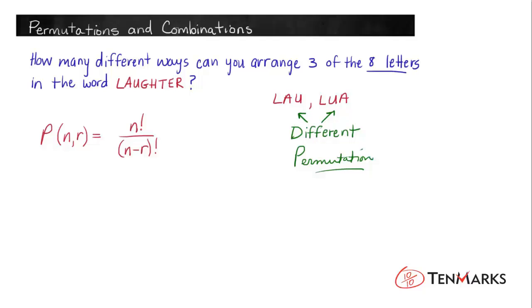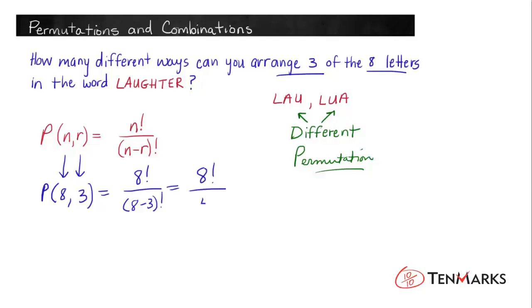We're going to calculate a permutation of 8 objects taken 3 at a time because we're getting 3 letters. Keeping in mind, here's your n and here's your r. That'll give you 8 factorial divided by 8 minus 3 factorial. And that could simplify to 8 factorial over 5 factorial. At this point, you just need to evaluate. You could use your calculator for this, but it's probably an easy problem to do by hand.